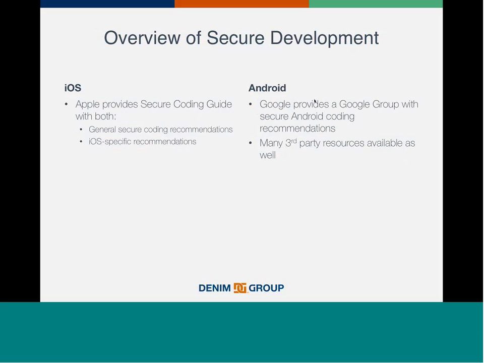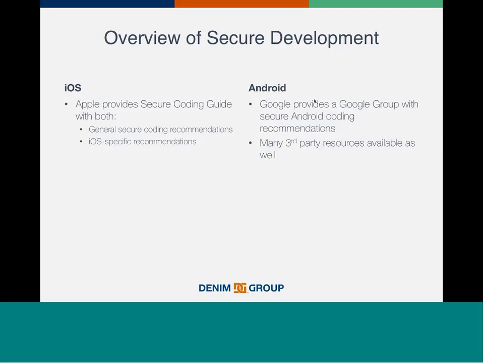The good news is that both Apple and Google provide a number of resources out there that can help developers learn about secure development. Obviously, just for general development, both platforms have a lot of things out there. But Apple provides what I consider to be a really good secure coding guide. The reason that I like Apple's secure coding guide is that it has general secure coding recommendations, talking about things like input validation and encoding, which is good to do regardless of the language, but they put it in the context of developing for iOS.